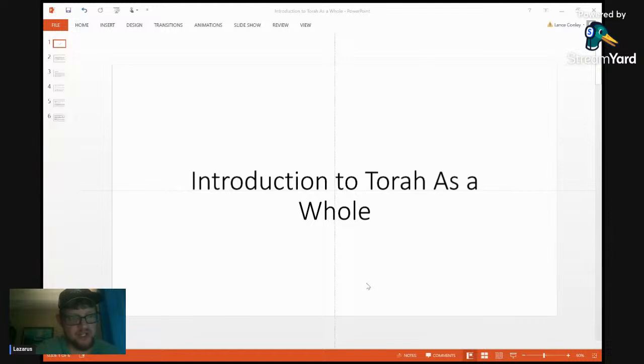We're gonna start out with the introduction to the Torah as a whole, and then this will also be an introduction to Genesis. I'm gonna try to do this at least once a week, maybe every 2 weeks. It just depends on what's going on for me at the time, but I am gonna try to be consistent with this as much as possible.